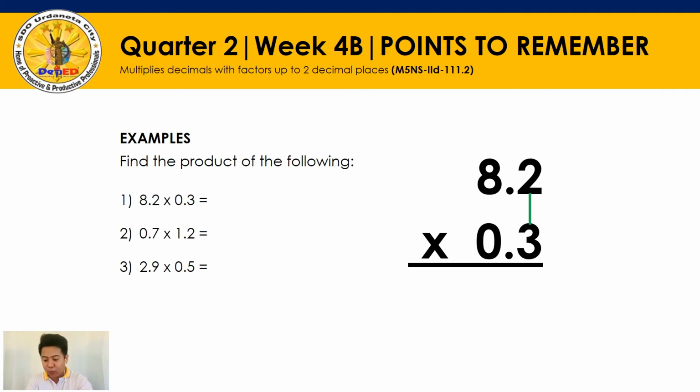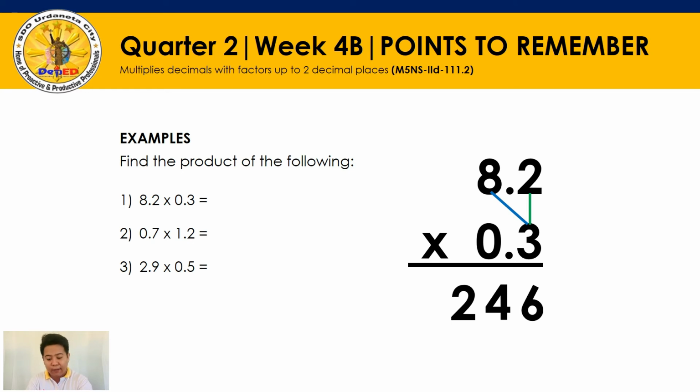3 times 2 equals 6, and 3 times 8 equals 24, and the answer is 246. We don't need to multiply 0 to 8.2 because the answer would be zeros. Okay, so we will proceed to the next step.